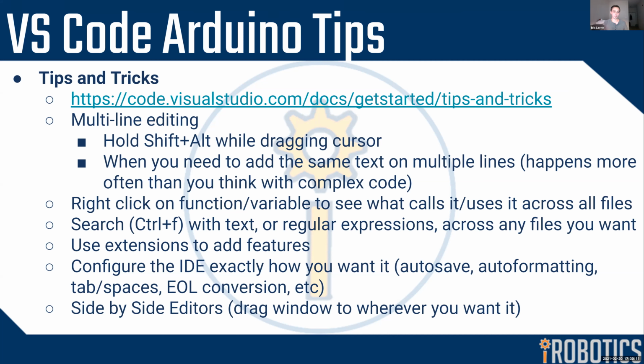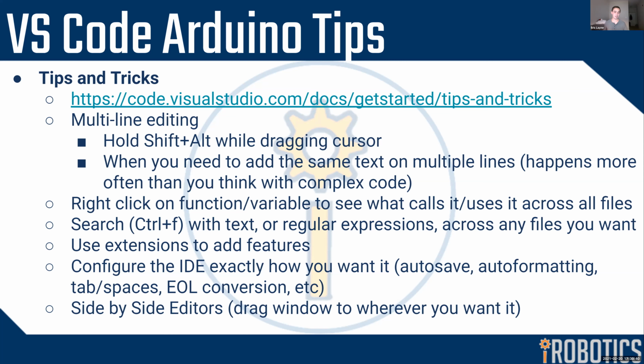And you can use extensions to add features like region folding. So you can say this region of code is all for monitoring the motor, and then you can collapse it and there's a little plus button that says something like motor code. And then you can click it to expand. Tons of different things you can do. You can configure the IDE exactly how you want it: auto save, auto formatting, tabs versus spaces, end of line conversion, tons and tons of different stuff.